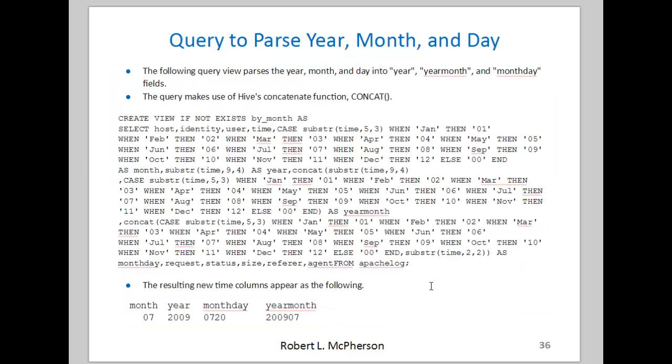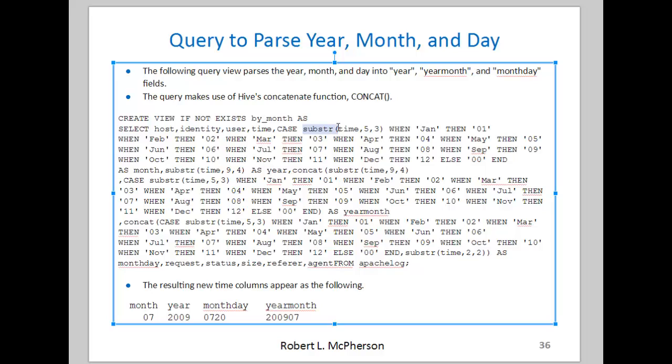This query parses the day, month, and year, and there's a case statement that converts the alphabetic version of the month to a numeric version for easier sorting. It also uses the substring function shown earlier against the time field, and we're able to parse it into several new columns as shown below here. You've got month, year, month, day, and year, month. There's one more I'd like to show, and that is year, month, day.